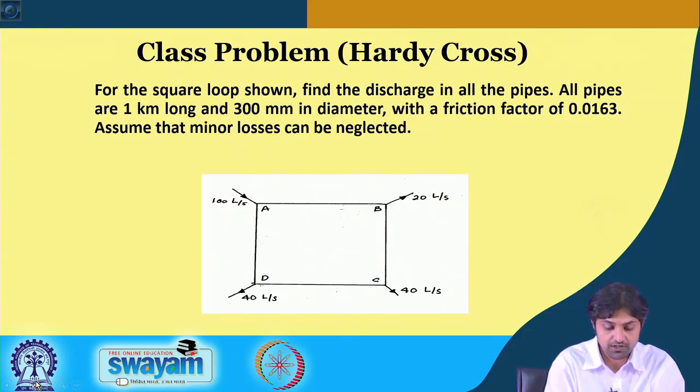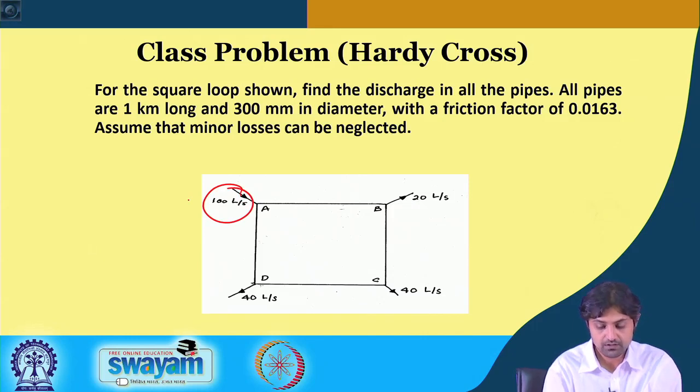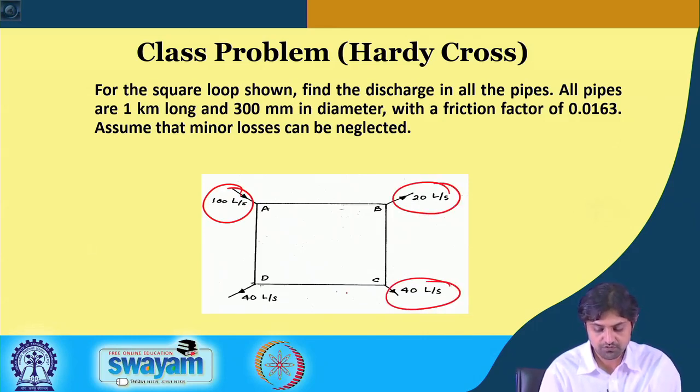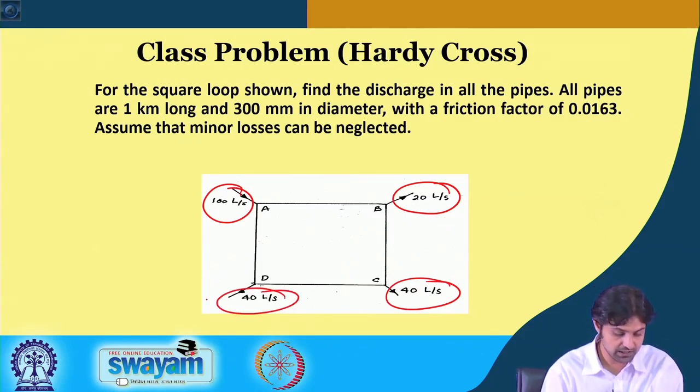A discharge of 100 liters per second is entering from here, okay, and there is an outflow of 20 liters per second here, there is an outflow of 40 liters per second here, and there is again an outflow of 40 liters per second here. And using the Hardy-Cross method, what we have to do? We have to find Q1, Q2, Q3 and Q4. All right.